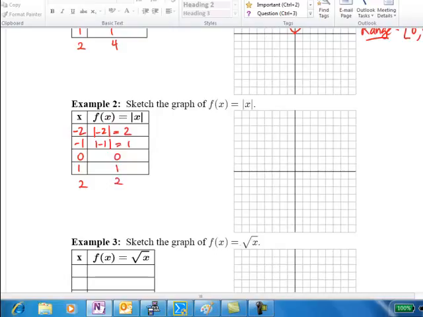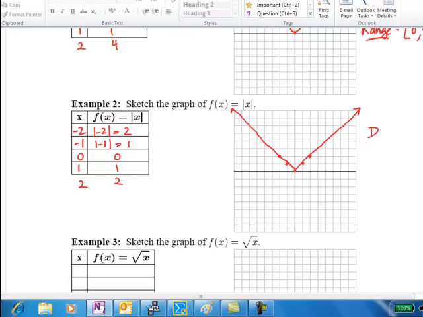Right? And if we plot those points, we've got -2, 2; -1, 1; 0, 0; 1, 1; 2, 2. This graph will look like a V. To the left of 0, it should have slope -1, and to the right, it should have slope 1.